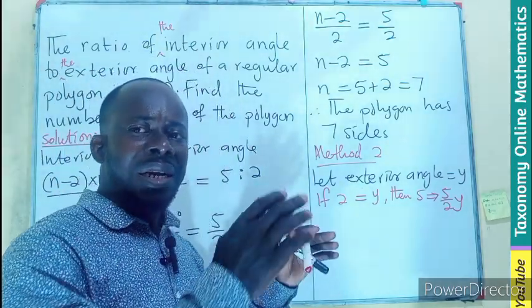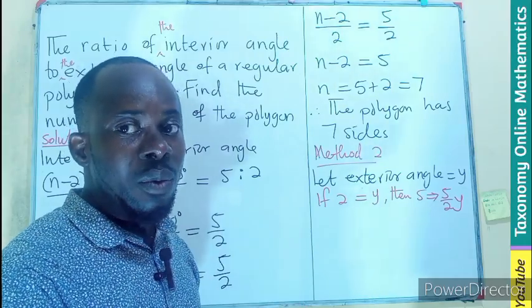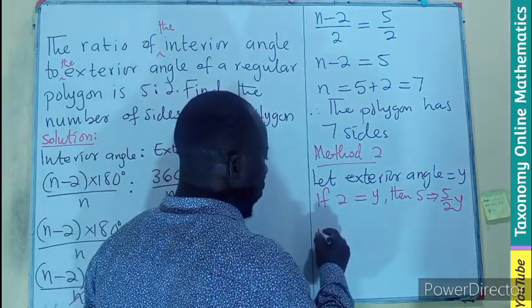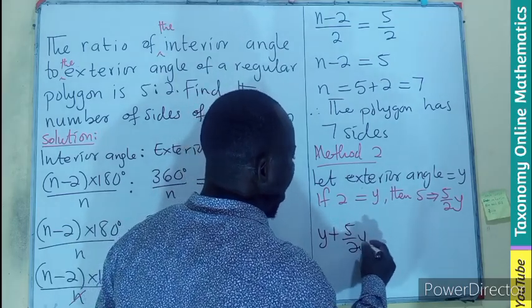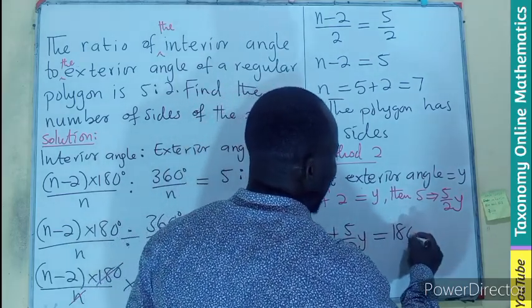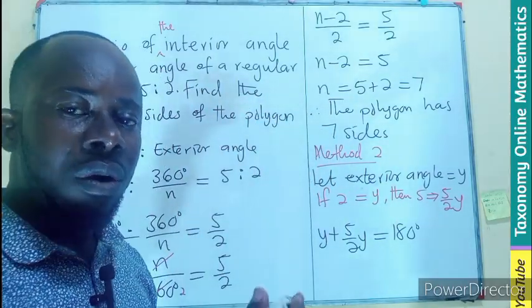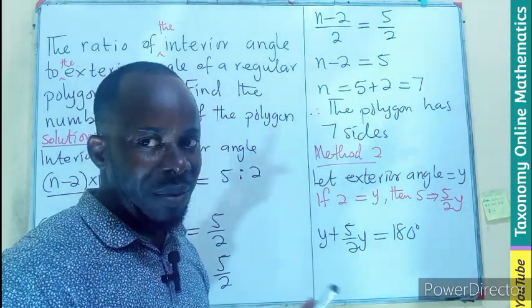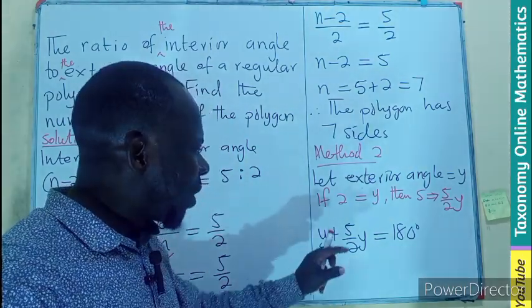Remember, if you add an exterior angle plus its corresponding interior angle, you'll be getting 180 degrees. So I will have y plus 5 on 2 y. If I add, I should be having 180. That is the property of an exterior angle plus its corresponding interior angle giving you 180. Pardon me for my voice, I have a little cold.